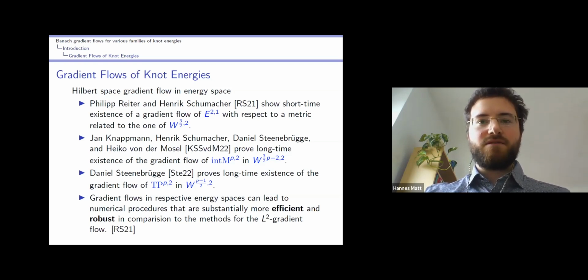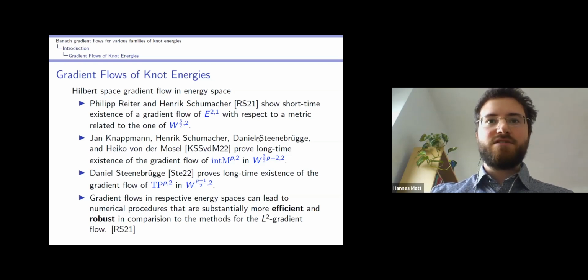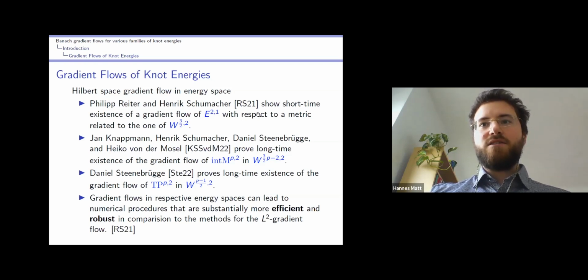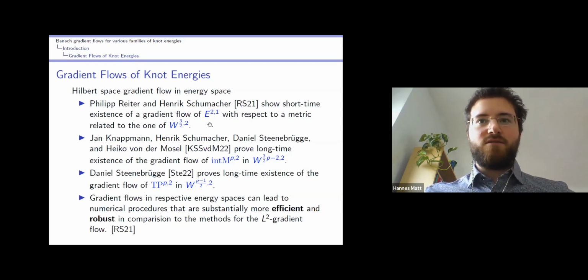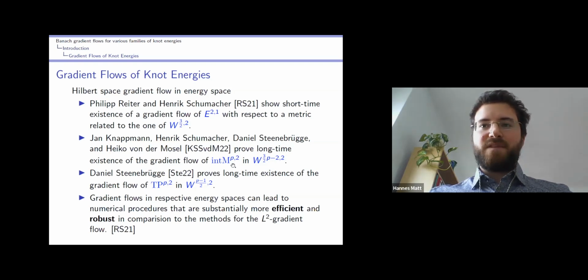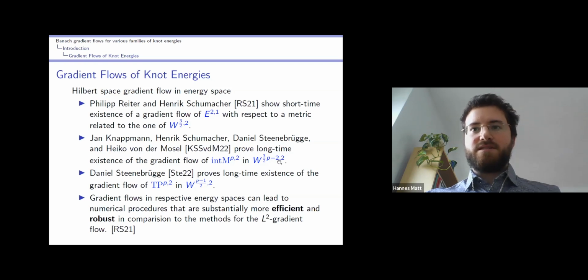On this matter, I would like to mention Philipp Reiter and Henrik Schumacher, who took the Menger energy and proved the short-term existence of the gradient flow in a metric related to the metric of the energy space. Then Jan Knappmann, Henrik Schumacher, Daniel Steenebrügge and Heiko von der Mosel proved the long-term existence of the gradient flow of the integral Menger curvature in the energy space, which in this case is a Hilbert space.